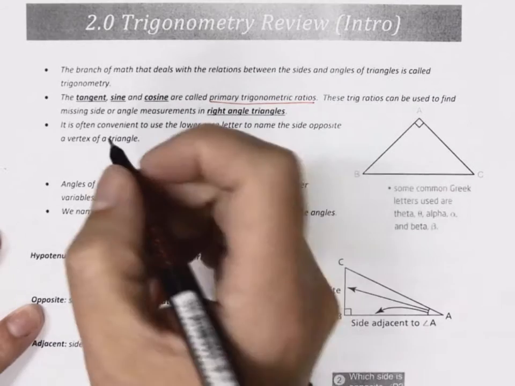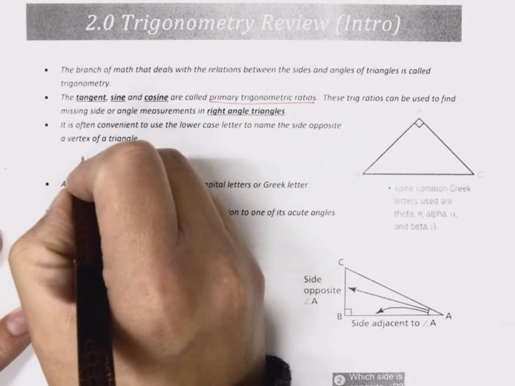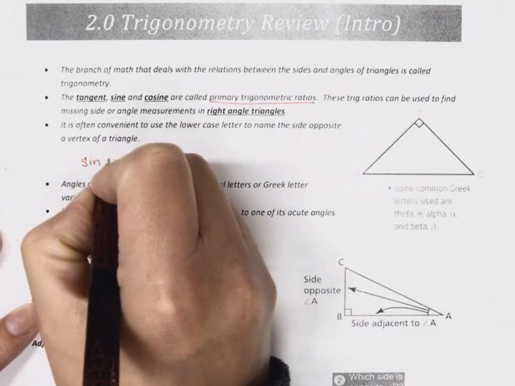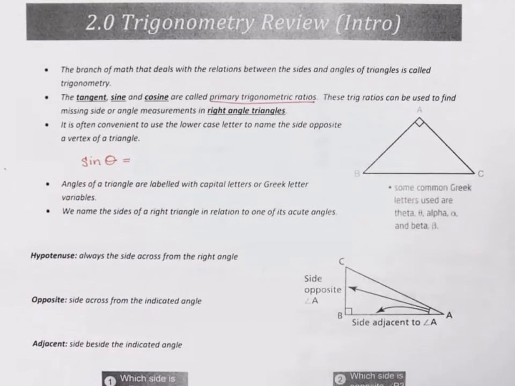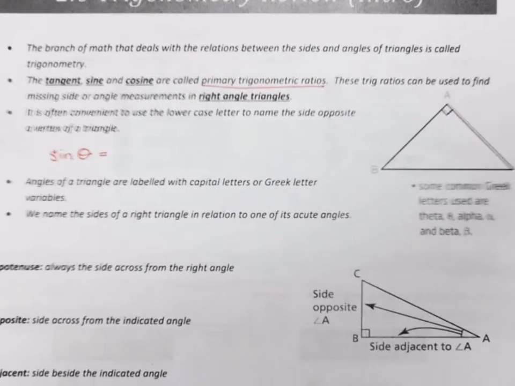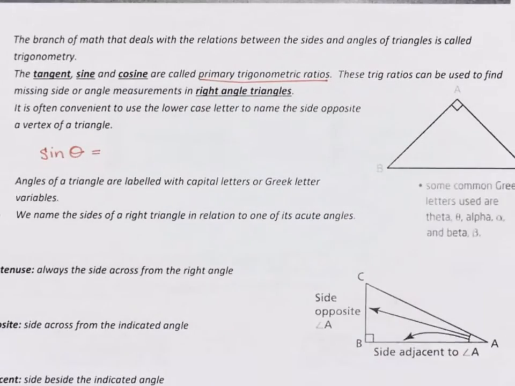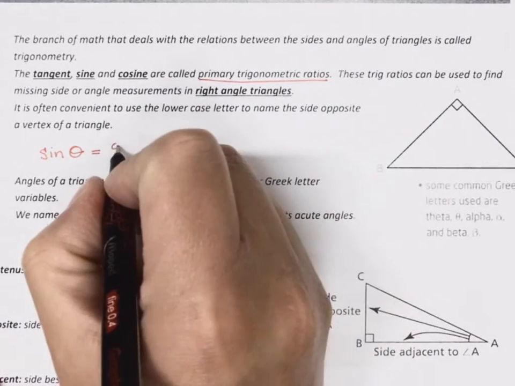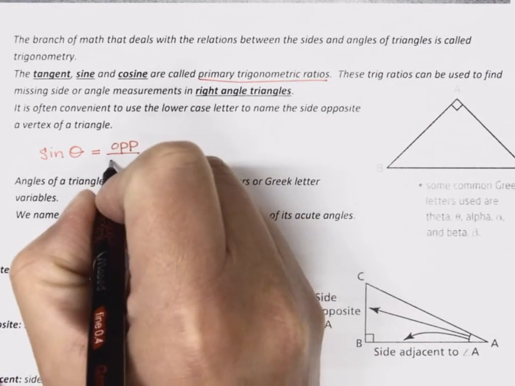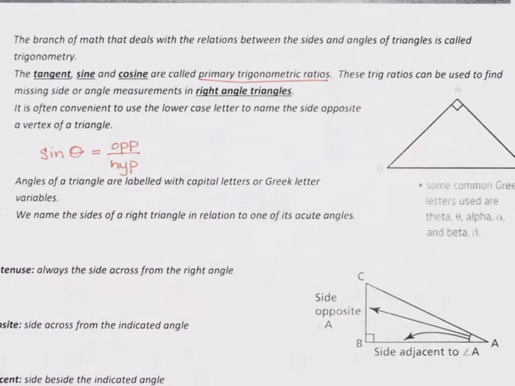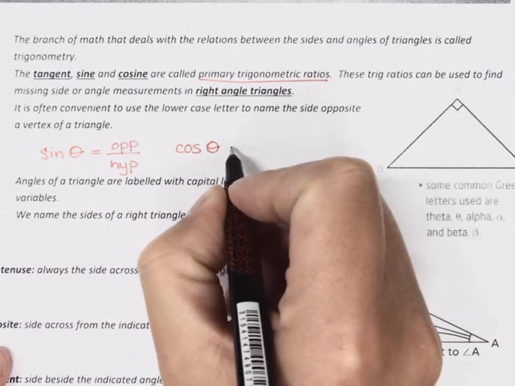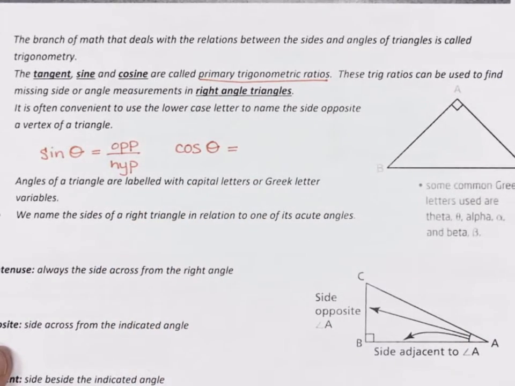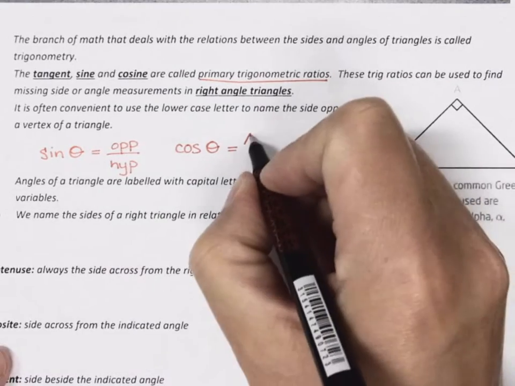Let's do our trig formulas. I don't know where we're going to put them. This seems like a good space. So sine of theta is equal to, what's the formula for sine of theta? Opposite over hypotenuse. Beautiful. And I'm just doing the abbreviations because, well, hypotenuse is a really long word to spell. And the next one is cos theta is equal to adjacent over hypotenuse.